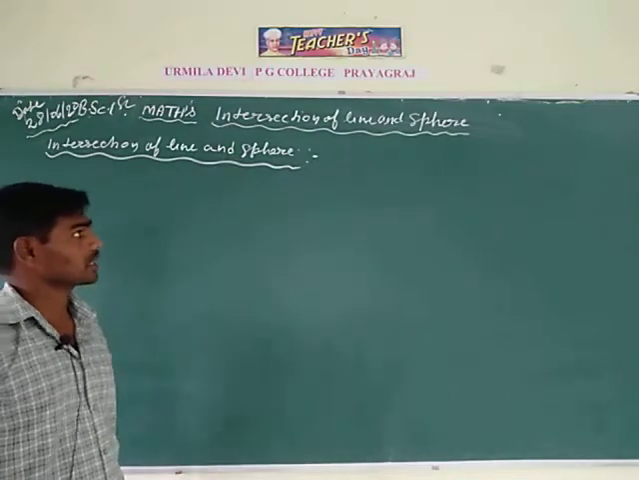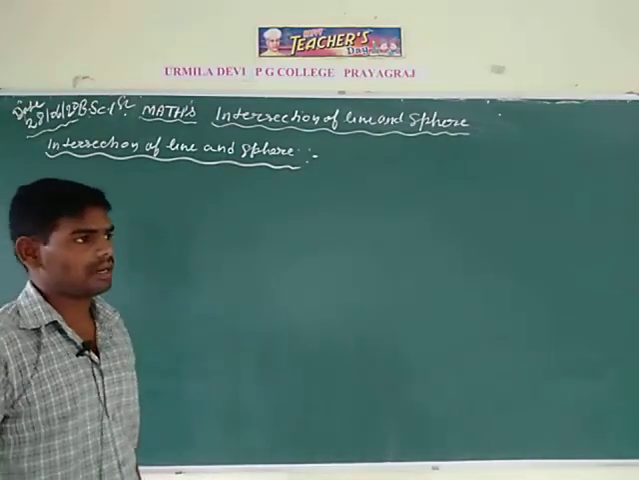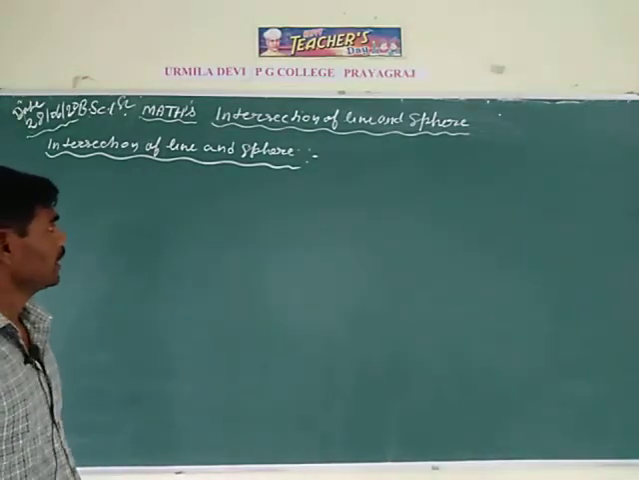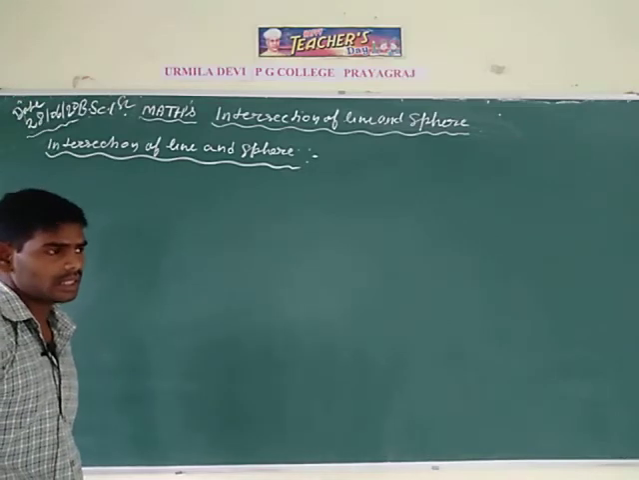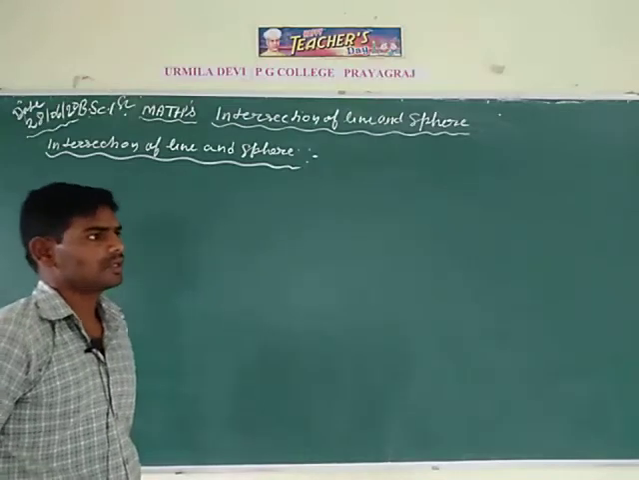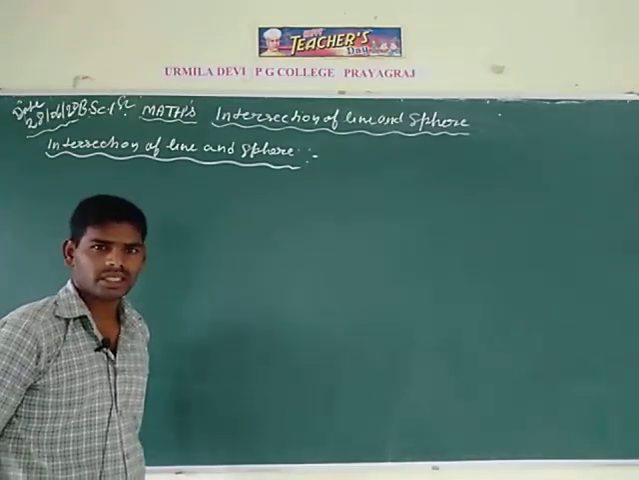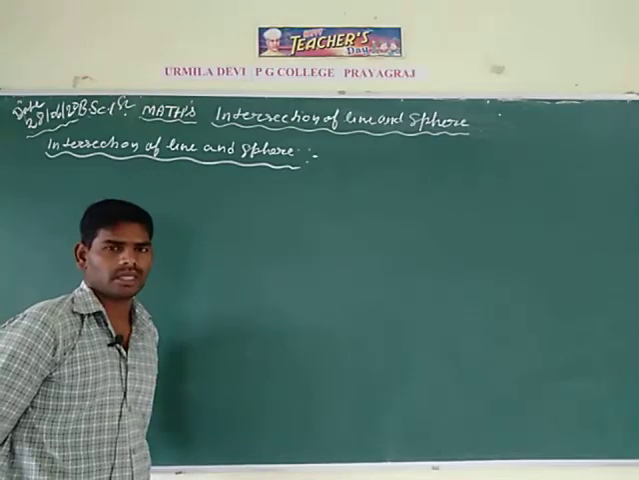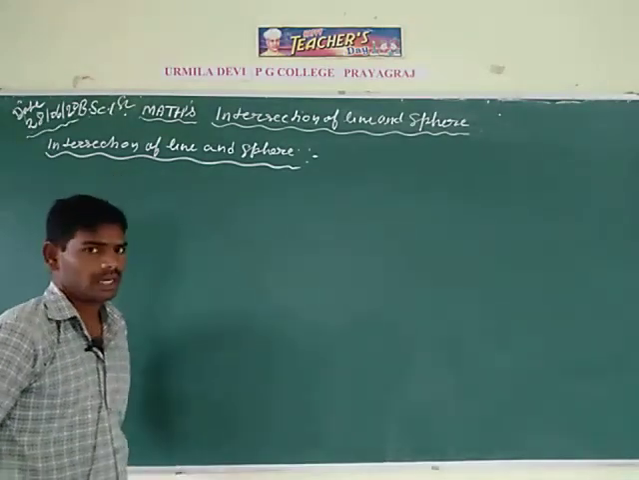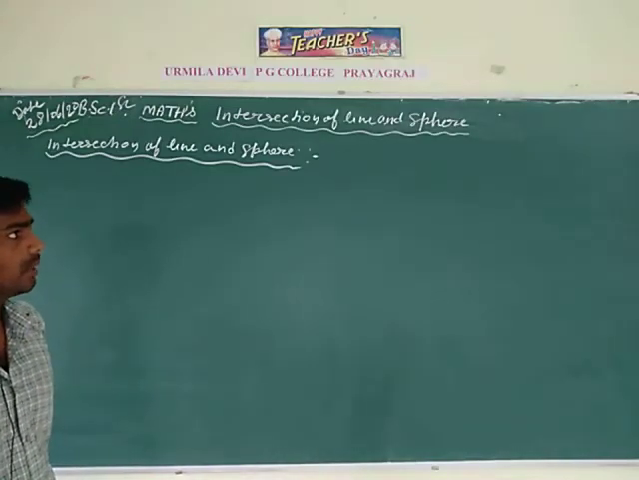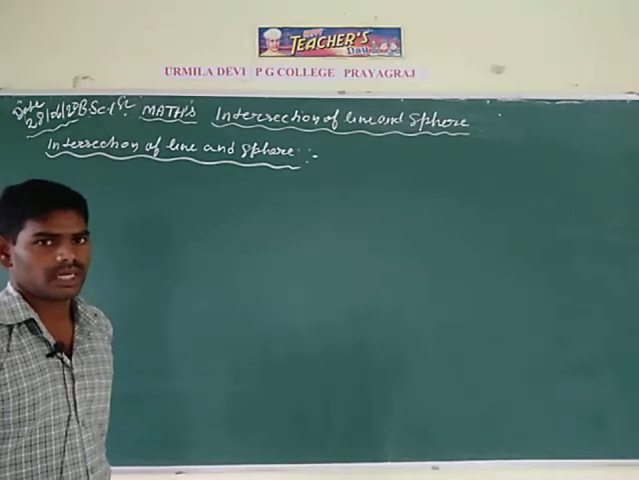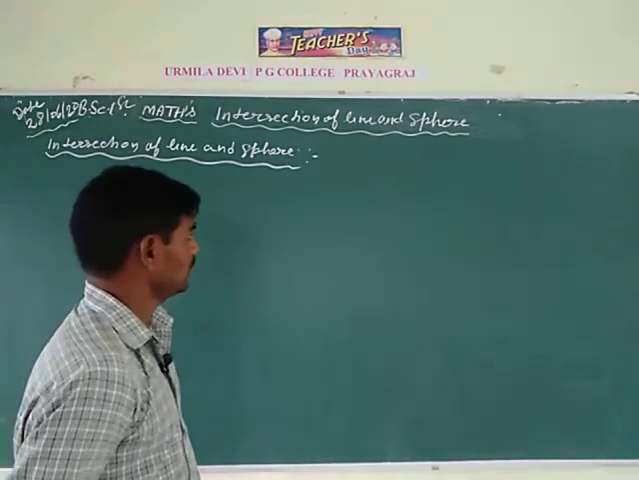Today we consider the intersection of a line and a sphere. Here the first article is the intersection of a line and a sphere. For this article, consider a line and a sphere equation. You know that if any line intersects any sphere, then the intersecting points will be 2 points. So in this article, we find the coordinates of the intersecting points, the 2 points first and second, which are the intersecting points of the line and the sphere.